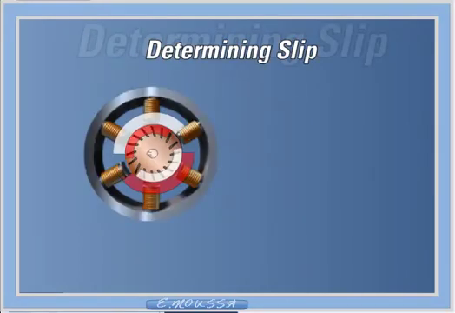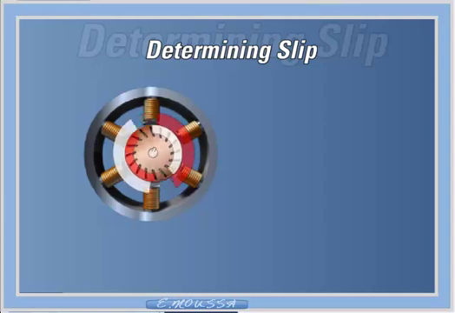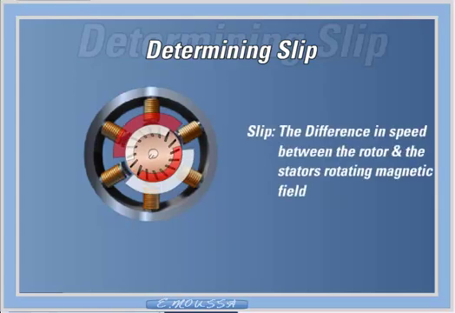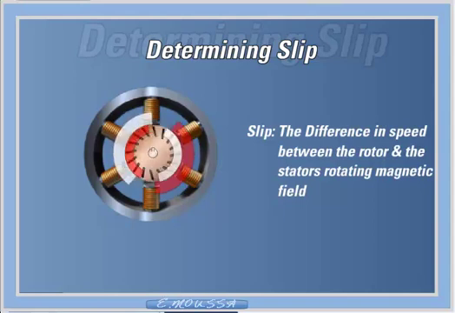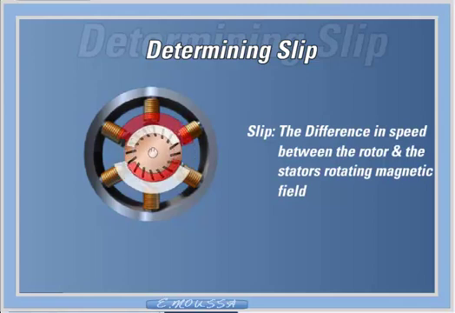The difference between the rotor and field speed is sufficient to generate enough torque to overcome the connected load and losses. Slip is defined as the difference in speed between the rotor and the stator's rotating magnetic field and is expressed as a percentage of stator speed.